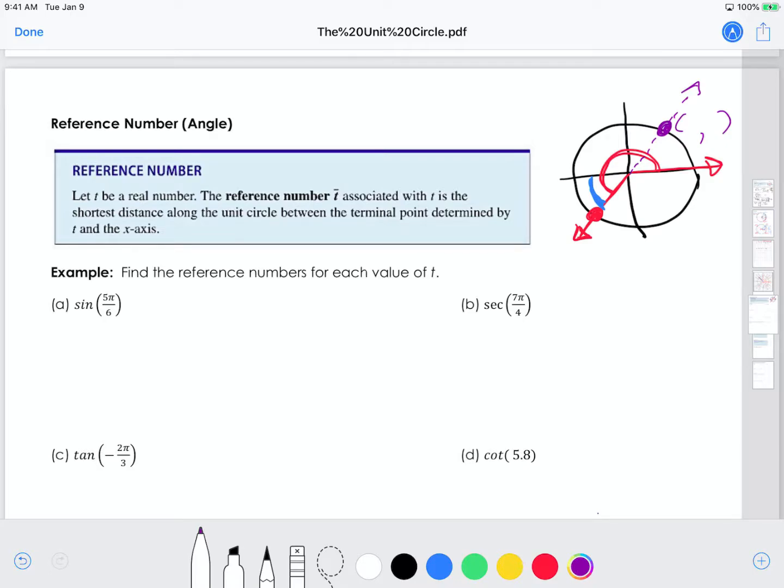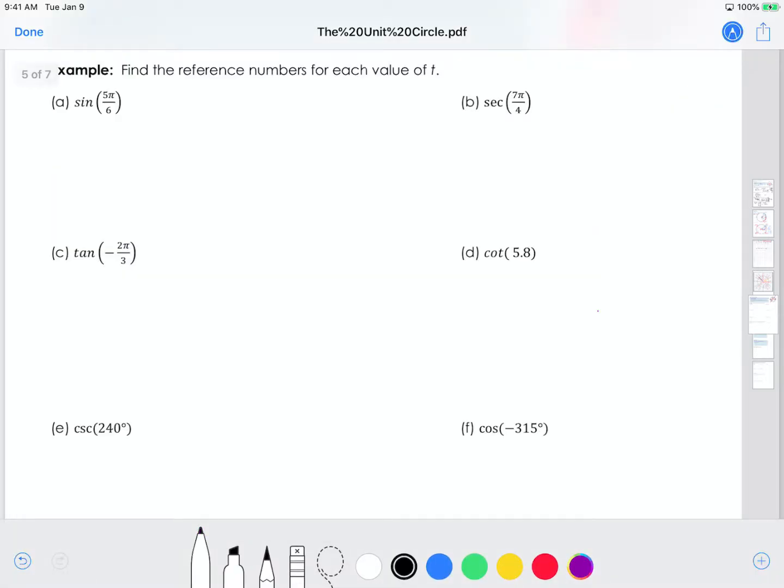So in the next few examples, what I want to do with you is practice finding the reference angle. In the examples after that, I'm going to show you how you can apply it to finding angles on the unit circle that are not in the first quadrant. Okay, so in the first example, let me draw the unit circle.